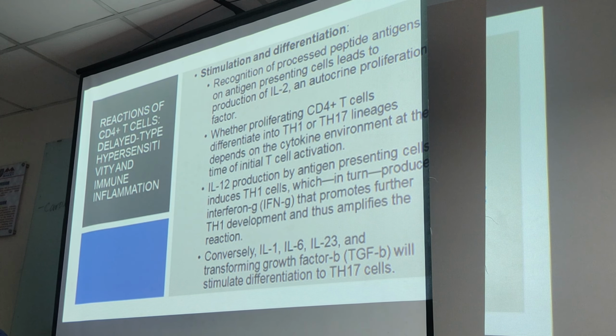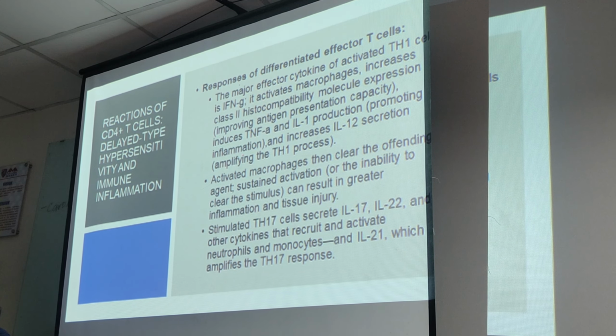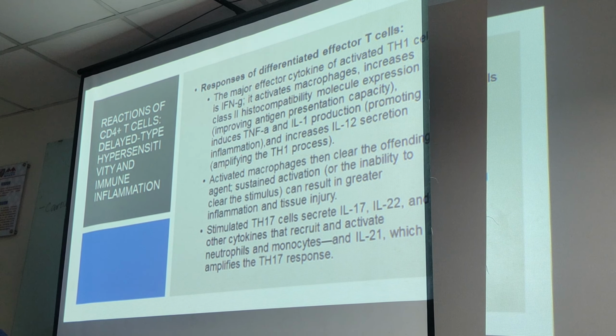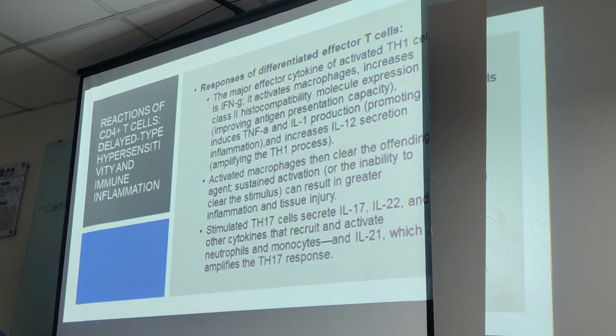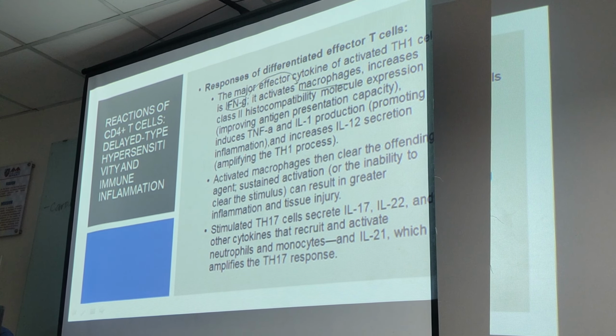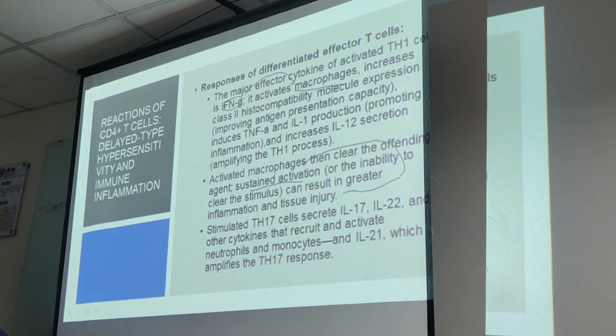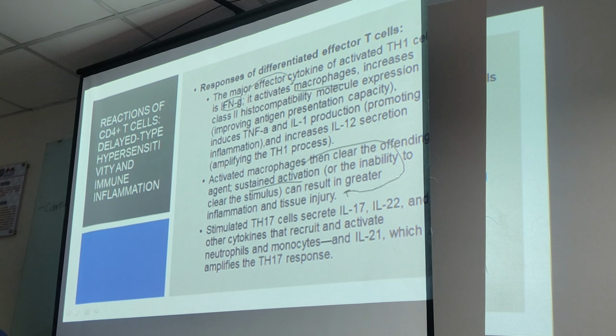So stimulation and differentiation is the initial step, followed by the step where the effector cytokines from your T cells, particularly interferon gamma, will be activating the macrophage, which carries the bulk of the effects of this type of reaction. Because macrophages then clear the offending agent with sustained activation. So this clearing and activation is also responsible for the inflammation and tissue injury associated with this type of hypersensitivity.